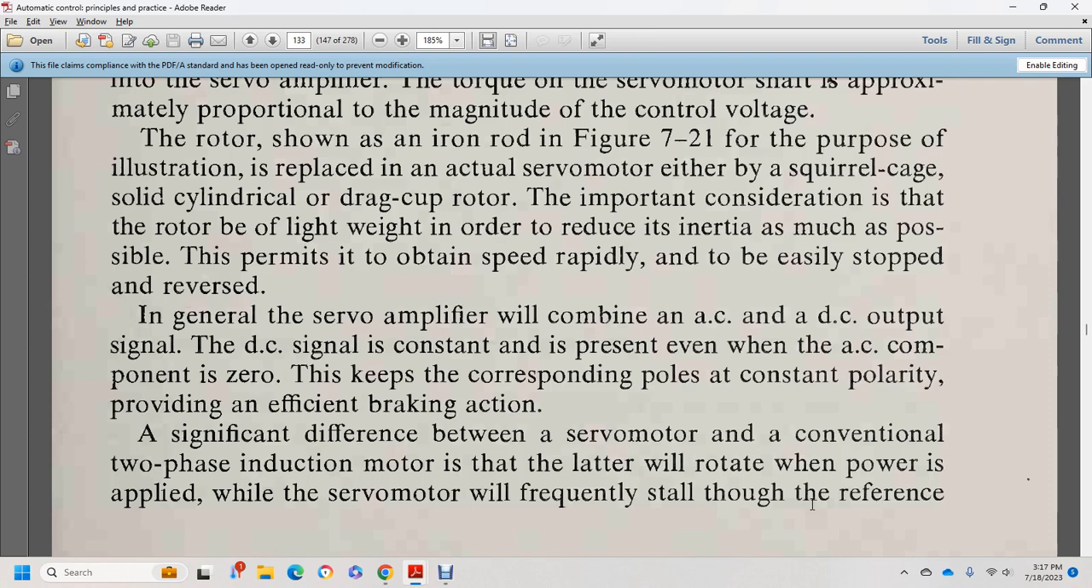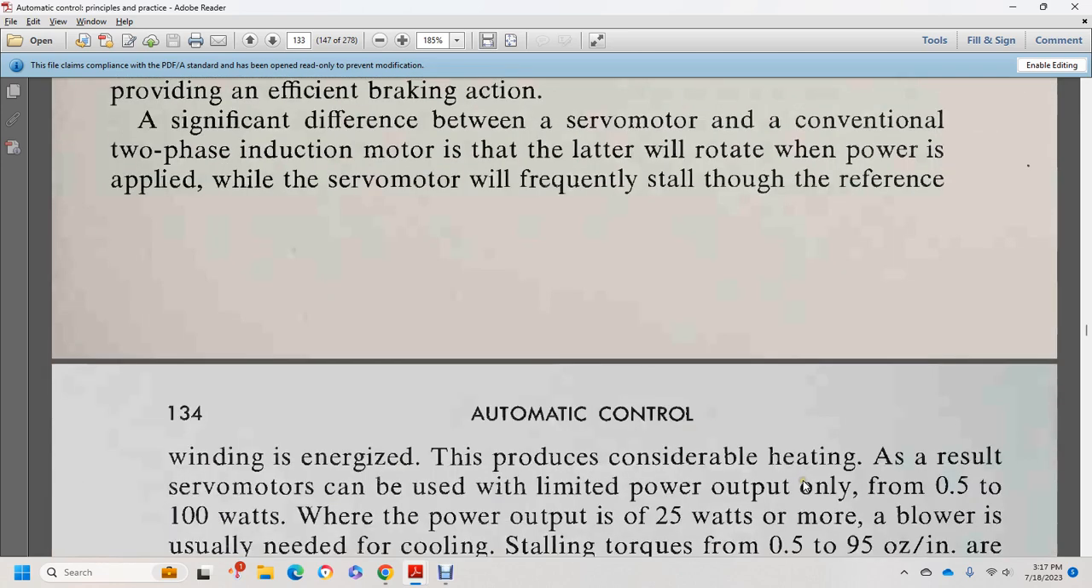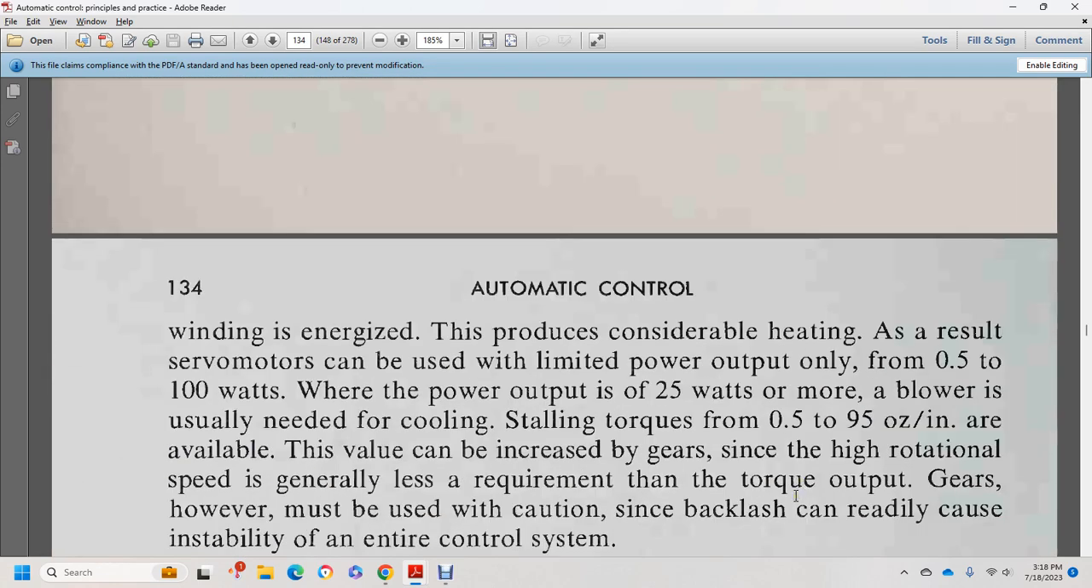A significant difference between the servo motor and the conventional 2-phase induction motor is that the latter will rotate only when power is supplied, while the servo motor is frequently stalled with power through the reference windings. This produces considerable heating, so the servo motor can be used only with limited power output, from half a watt to 100 watts. With 25 watts or more, a blower is usually needed for cooling.